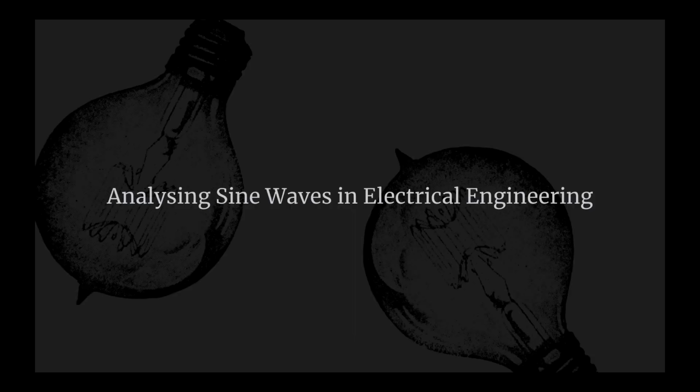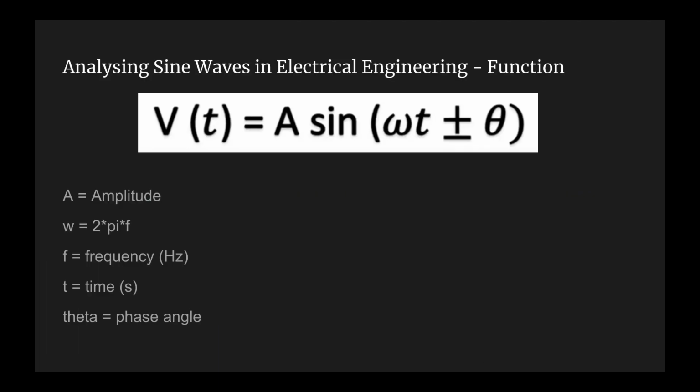Let's delve into how we analyze sine waves in electrical circuits. Sine waves can be represented by the following function. V as a function of t is equal to A sine(omega t plus theta), where A is the amplitude, omega is 2 times pi times f, f is equal to the frequency measured in hertz, t is equal to time measured in seconds, and theta is the phase angle.